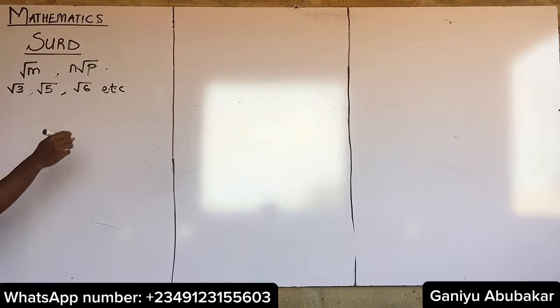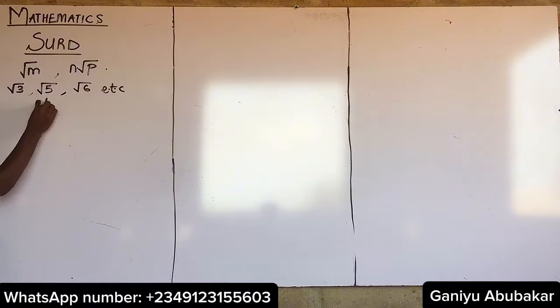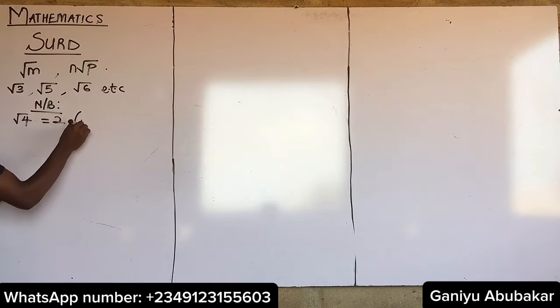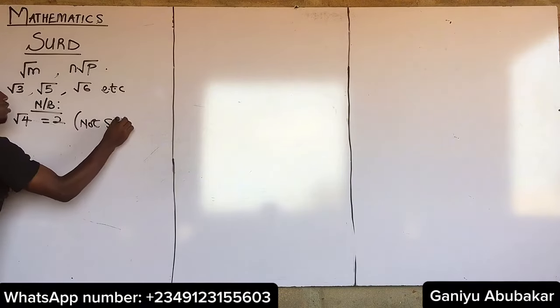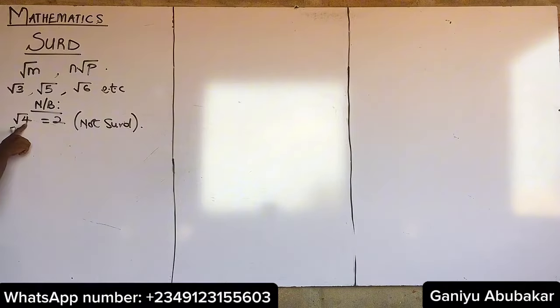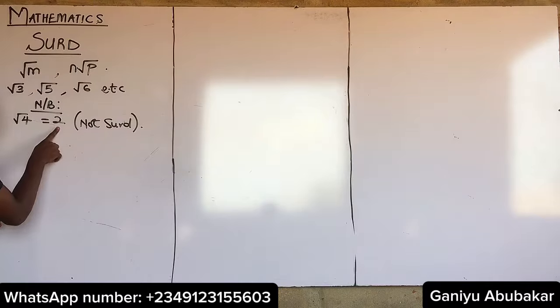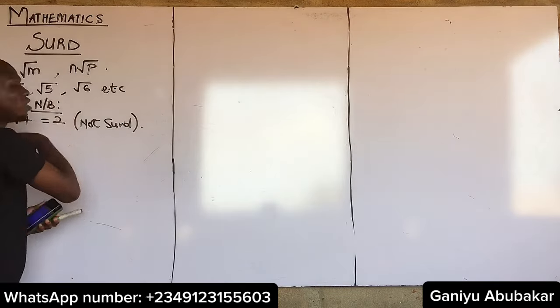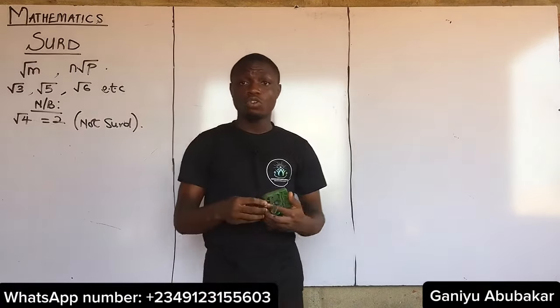So note that if I have root 4, we know that root 4 is 2 already. So this is not a surd, because I'm having my answer as a whole number. If I have root 3, I'll be having my answer in decimal form, which is not a whole number. So the idea is that we express surd in terms of decimals, odd numbers if you want to say.